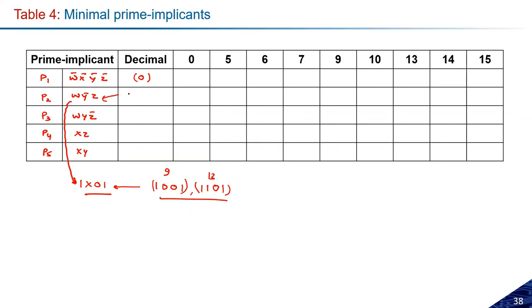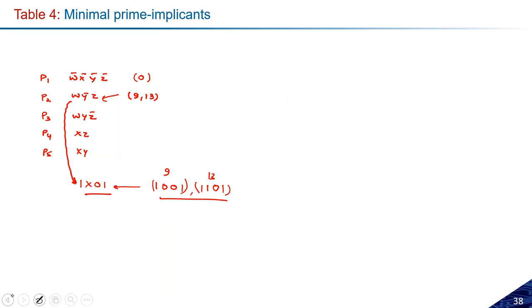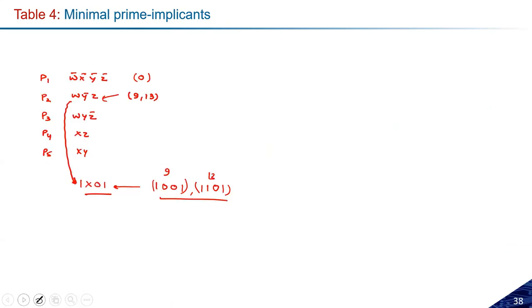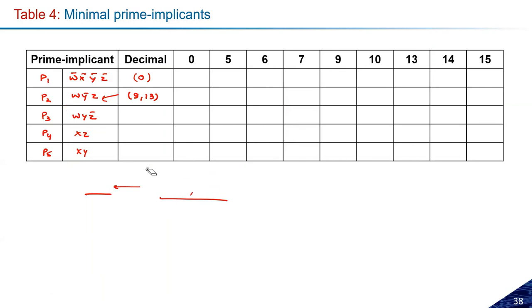Okay, so here we can write this is 9 and 13. Any doubt on this? How I did this? It is simple. If you go into the previous slide, we have already made the group. See here, this is 9, 13, 10, 14, and then 5, 7, 13, 15, and then 6, 7, 14, 15. We have already made the pairs, so we don't need to remember anything, right? I'm just telling you how we got it.